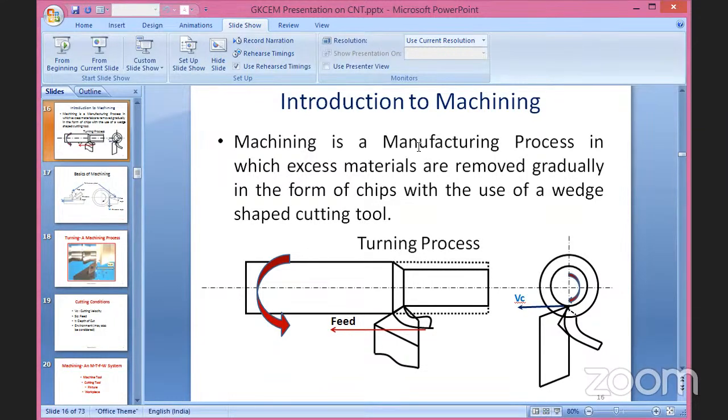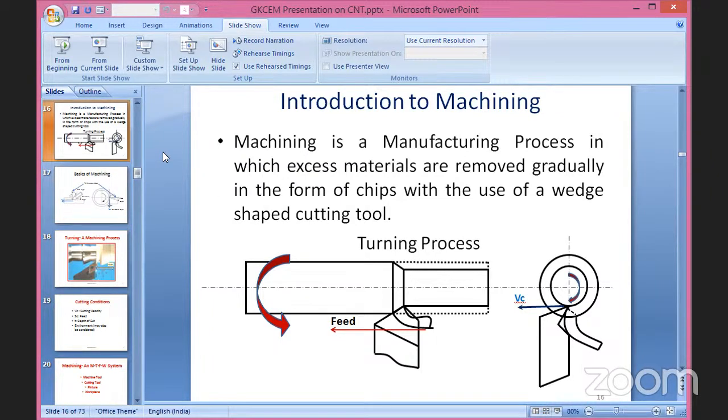And if you try to define the machining process, many of you know machining, but we forget how to define it. So machining is a manufacturing process in which excess material is removed gradually in the form of chips with the use of a wedge-shaped cutting tool. Mind that this is the basic definition for the chip-forming type of conventional machining process.